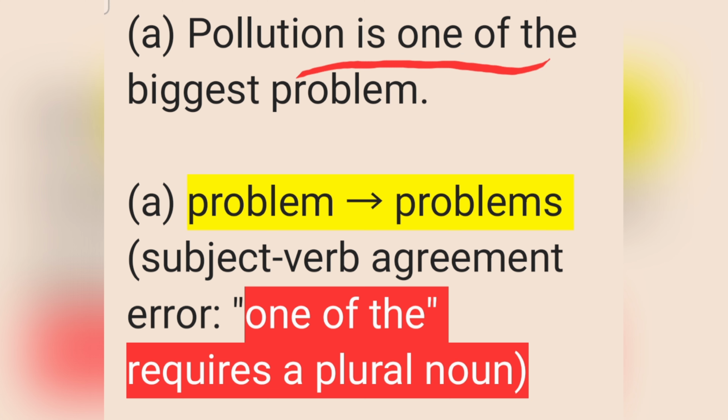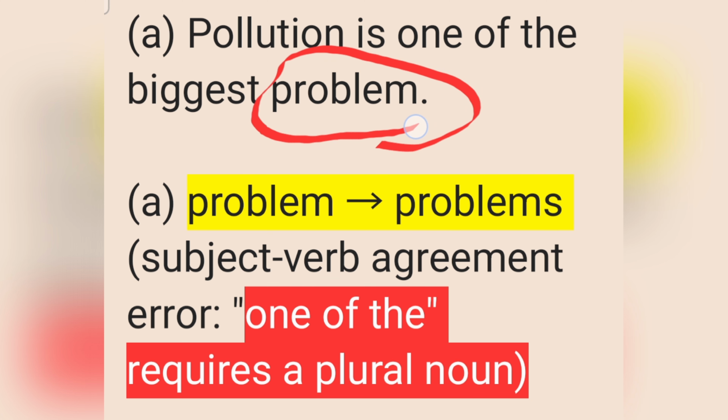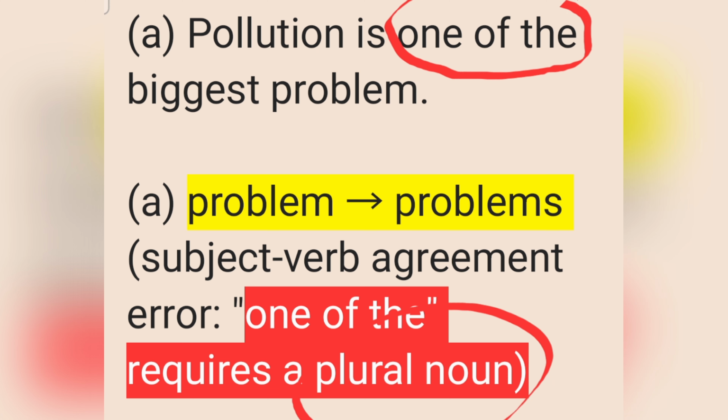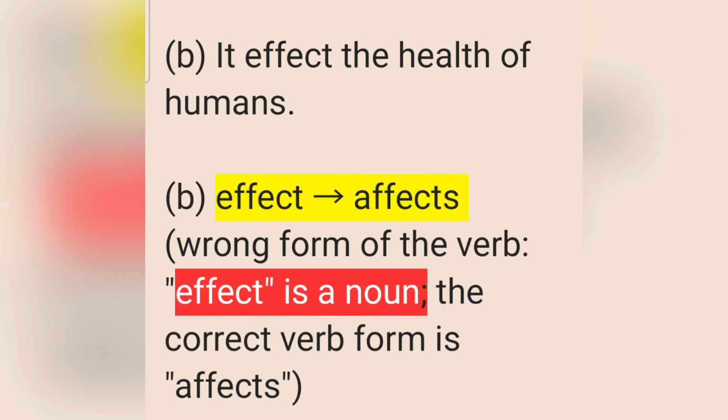Pollution is one of the biggest problem. So here the error is in problem. Why? Because according to subject verb agreement, whenever we find one of the, it always takes a plural noun. So here we can find the noun is biggest problem, which is singular. So write S to make it plural. Now the next sentence.